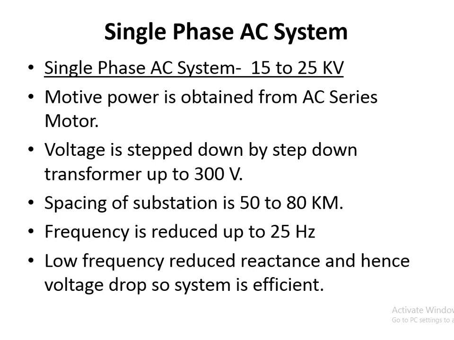Now here the supply voltage is about 15 to 25 kV, which is a tremendous voltage, so it is necessary to step down this voltage, and it is stepped down by the step down transformer to 300 volt. The spacing of the substations is about 50 to 80 kilometers, and the frequency is reduced to 25 hertz. So here the voltage is reduced, and the frequency is also reduced.